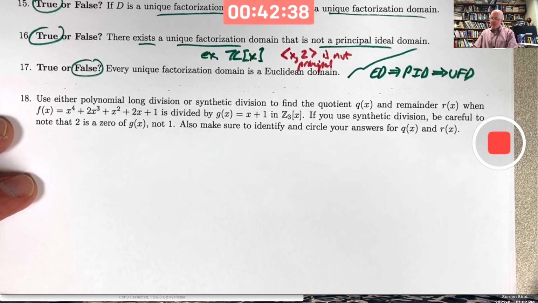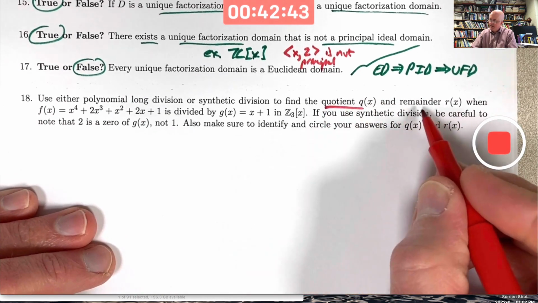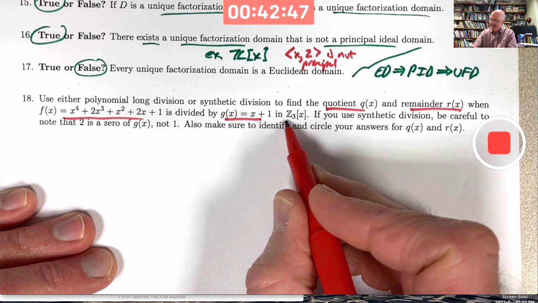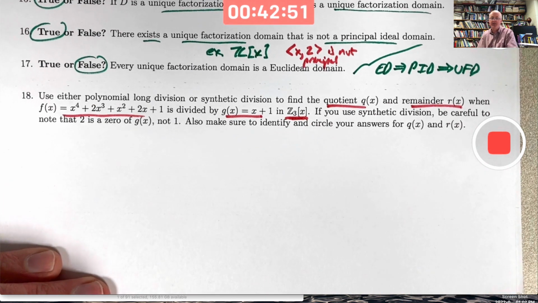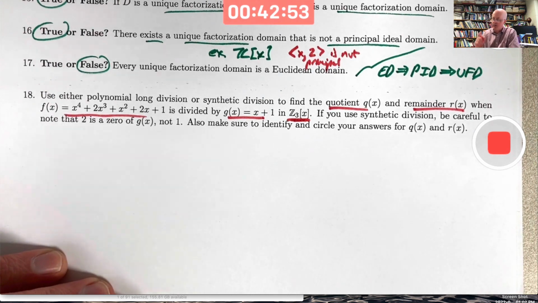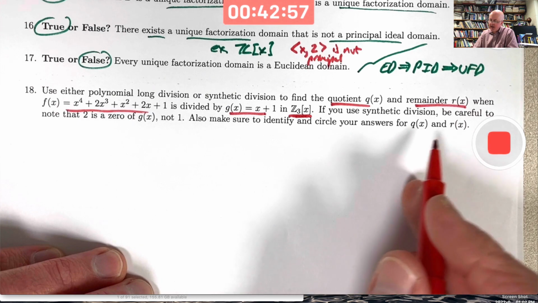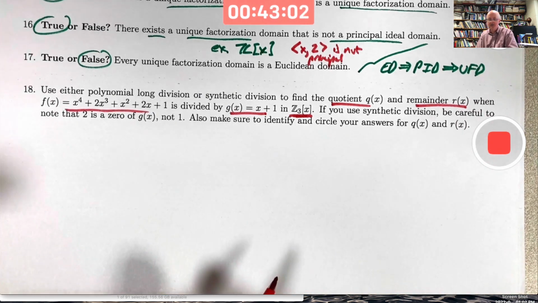Calculation problem. Use either polynomial long division or synthetic division to find the quotient q of x and remainder r of x when this polynomial is divided by this polynomial in Z3[x]. So operations with the coefficients are done mod 3, with the coefficients, not the powers. If you use synthetic division, be careful to note that 2 is a 0 of g of x, not 1. That affects how you do the synthetic division. Let's do it both ways here.